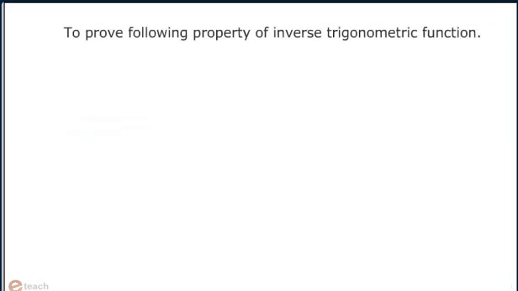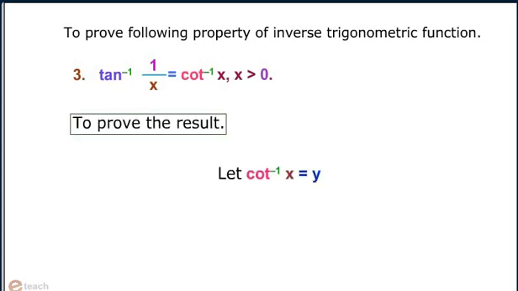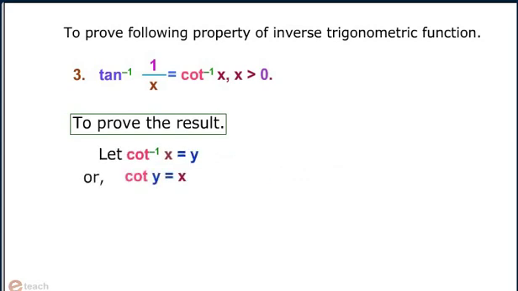Let us prove the following property of inverse trigonometric functions. Tan inverse 1 by x equals cot inverse x for x greater than 0. To prove the result, let cot inverse x equal y. This implies cot y equals x. We know that cot y equals cos y divided by sin y. Therefore, cos y divided by sin y equals x.